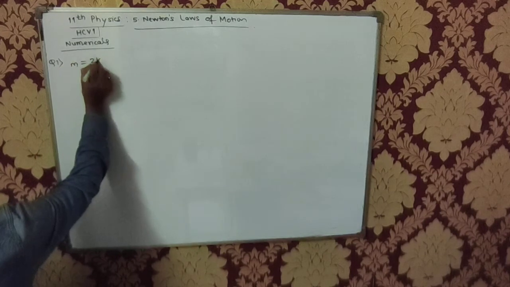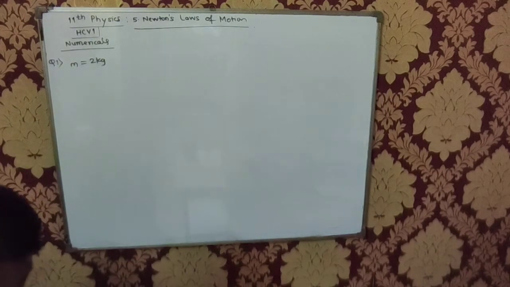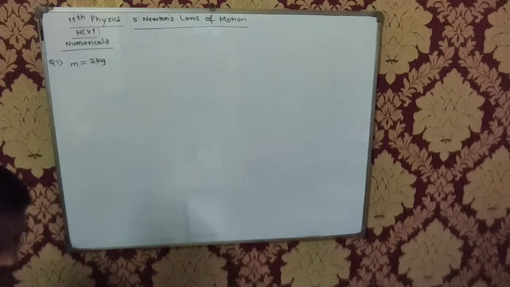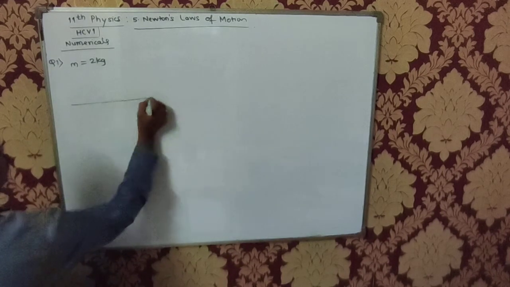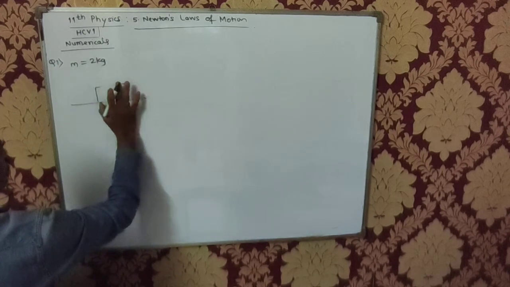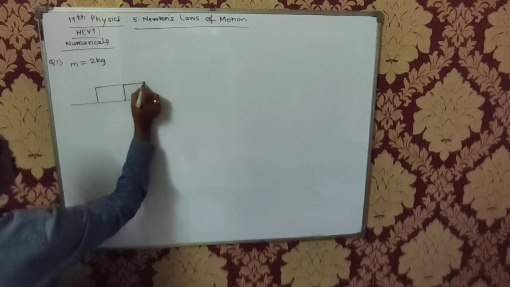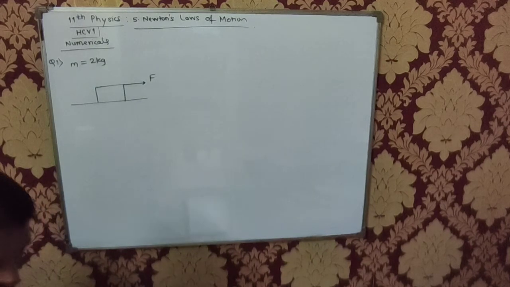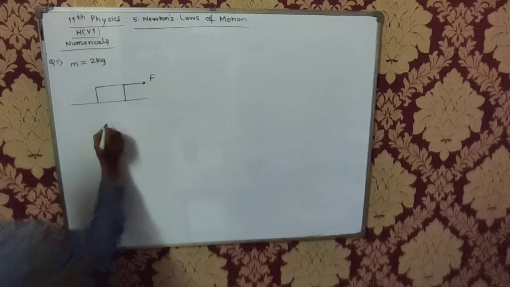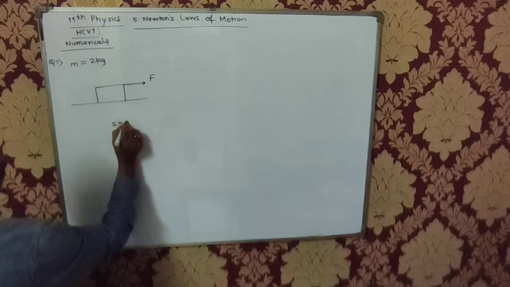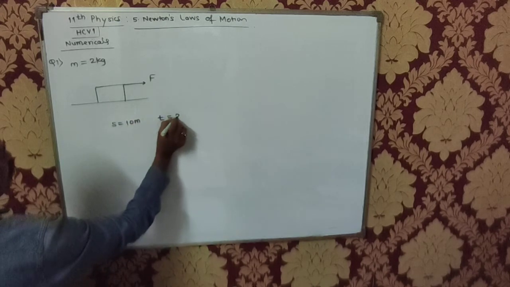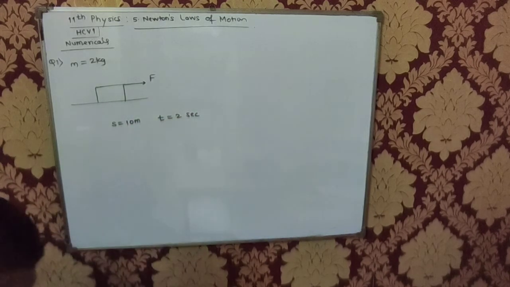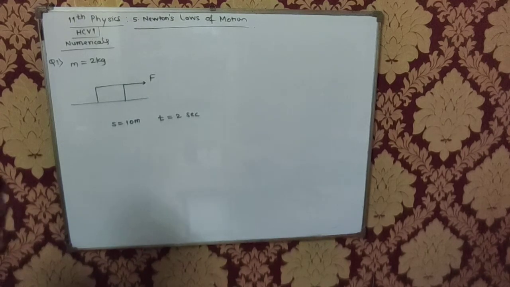A block of mass 2 kg placed on a long frictionless horizontal table is pulled horizontally by a constant force F. This is the block which is lying on the table, and it is pulled horizontally by a constant force F. This mass is 2 kg. It is found to move 10 meters in the first 2 seconds. So S is equal to 10 meters in the first 2 seconds. The constant force is applied. Find the magnitude of the force.